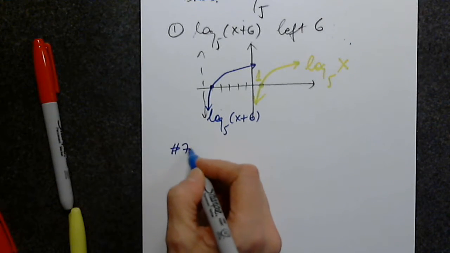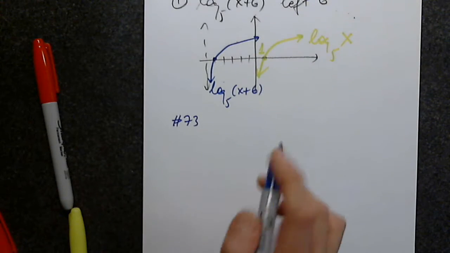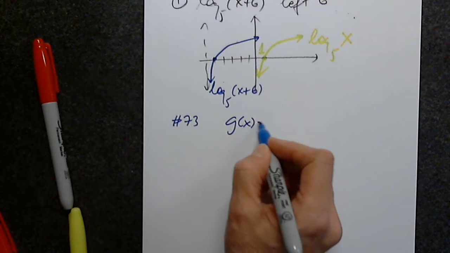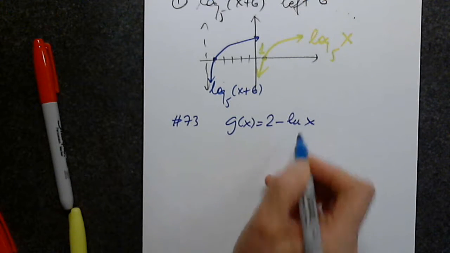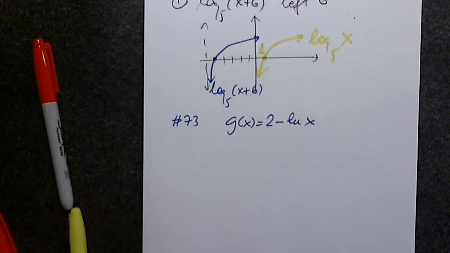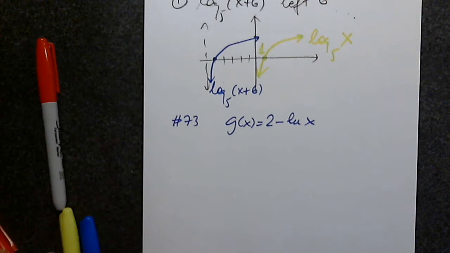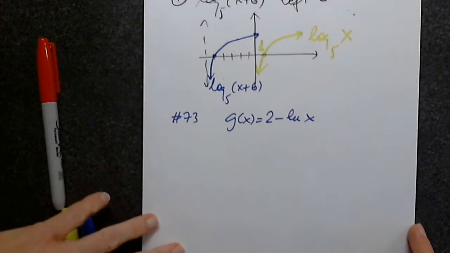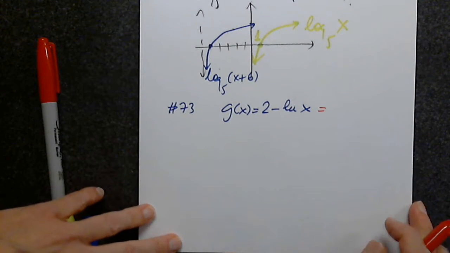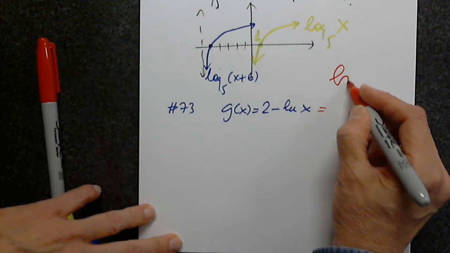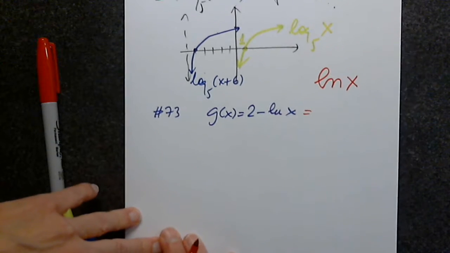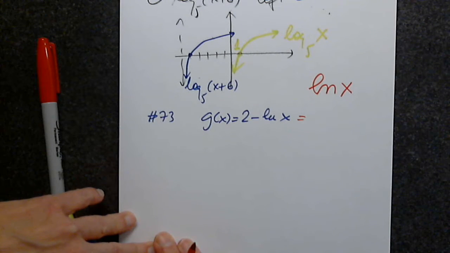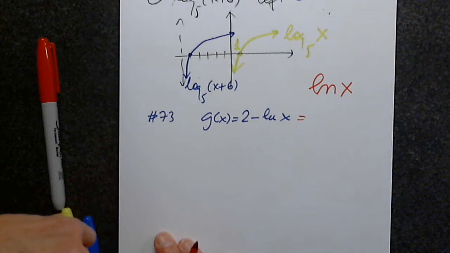So let's say 73. 73 has g of x equals 2 minus natural log x. First, I notice that this function is not presented in the correct order, so I will rearrange it. How? What does that say? 2 minus ln x. So how will I rewrite it?